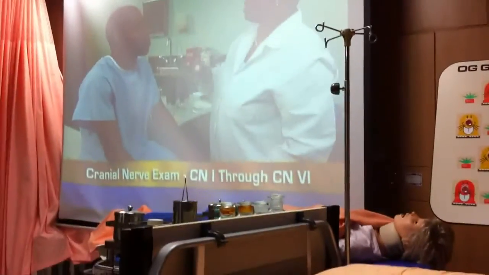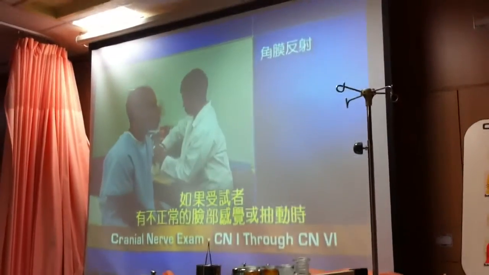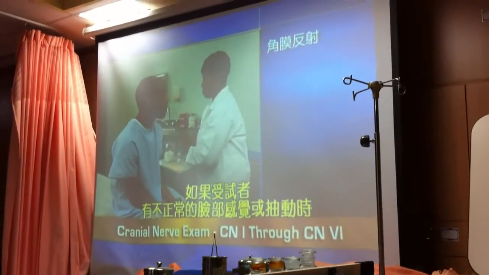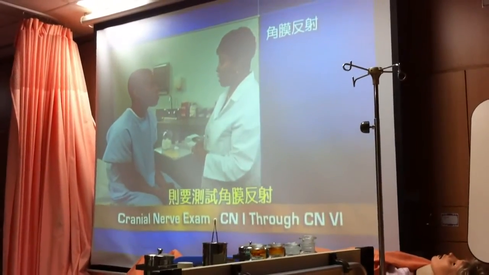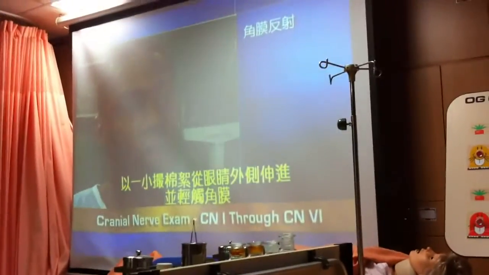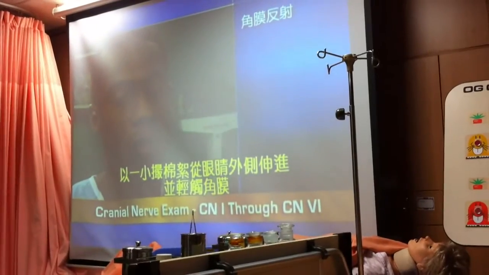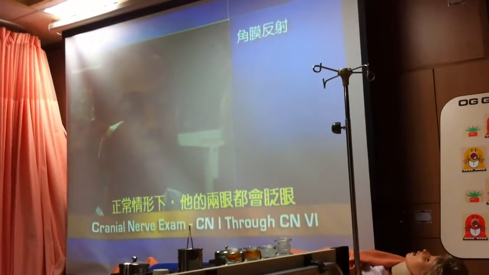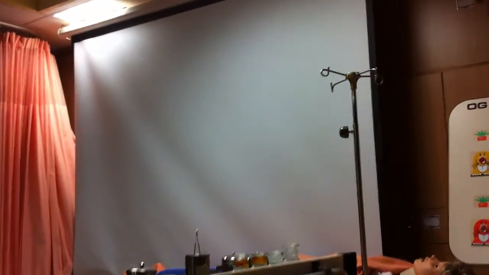Now, if the person has abnormal facial sensations or movement, test the corneal reflex. While he looks forward, bring a cotton wisp in from the side and lightly touch his cornea. Normally, he will blink both eyes.